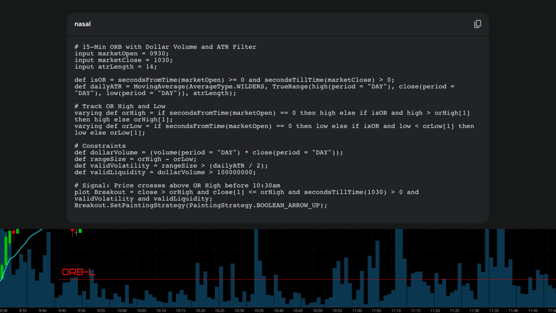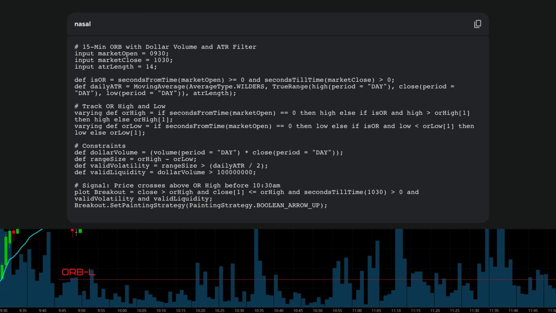rec ORHigh = if SecondsFromTime(MarketOpen) == 0 then high else if ISOR and high > ORHigh[1] then high else ORHigh[1]. rec ORLow = if SecondsFromTime(MarketOpen) == 0 then low else if ISOR and low < ORLow[1] then low else ORLow[1]. Constraints. def dollarVolume = volume(period = day) * close(period = day). def rangeSize = ORHigh - ORLow.